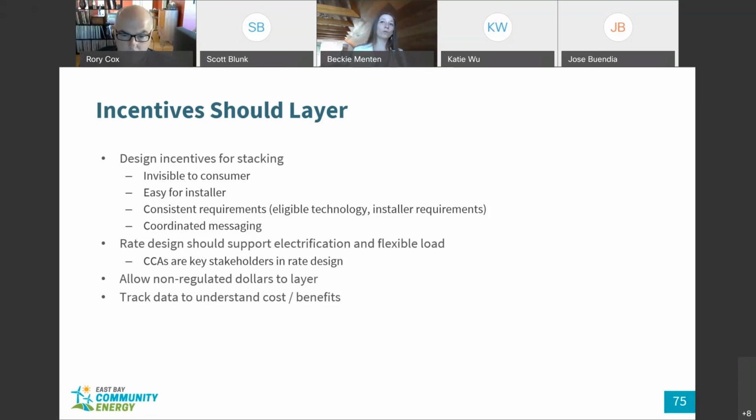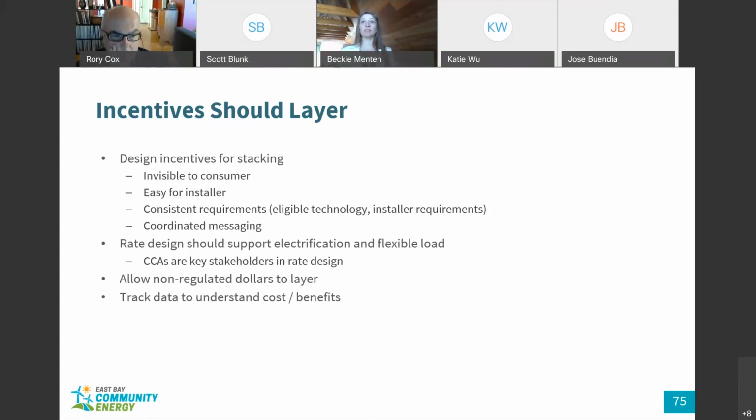Rate design should support not only electrification, taking away some of the barriers that exist in current rates to partial electrification of the building, but rate design should also move to supporting flexible load. We know that these new electric appliances provide greenhouse gas benefits. We know that they provide even more greenhouse gas benefits if they're operated off-peak. And we can accomplish that through pricing in the market, through rate design.